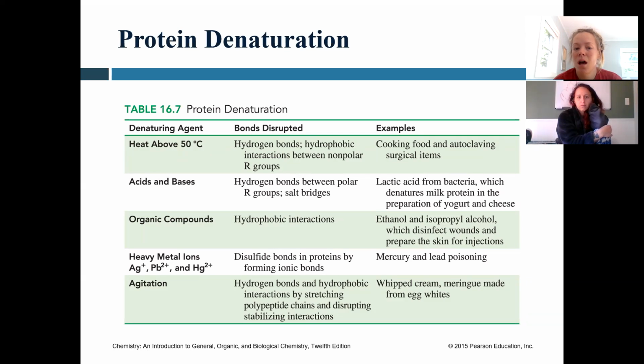Heavy metals like silver, lead, and mercury can have a denaturing effect, and that can actually happen within people. So if you're consuming large quantities of heavy metals, not that you would do that on purpose, but let's say through your water source, that can have an effect literally on the secondary, the tertiary, and the quaternary structures of your protein. And DNA is a type of protein. And then agitation, so whipped cream, meringue, those sorts of things, where you're taking an egg or a milk product and you're whipping it into something a little bit fluffier.